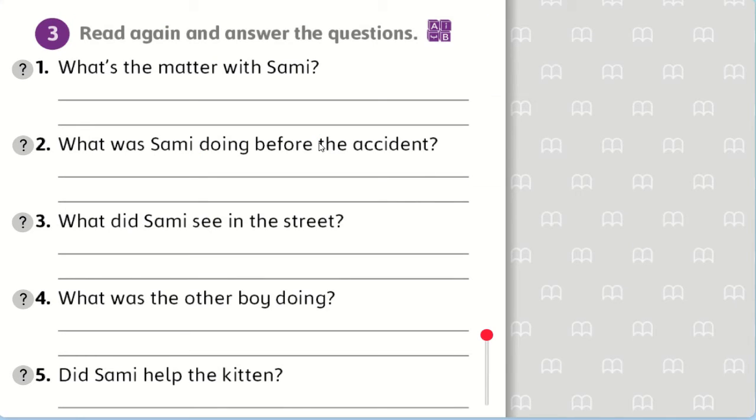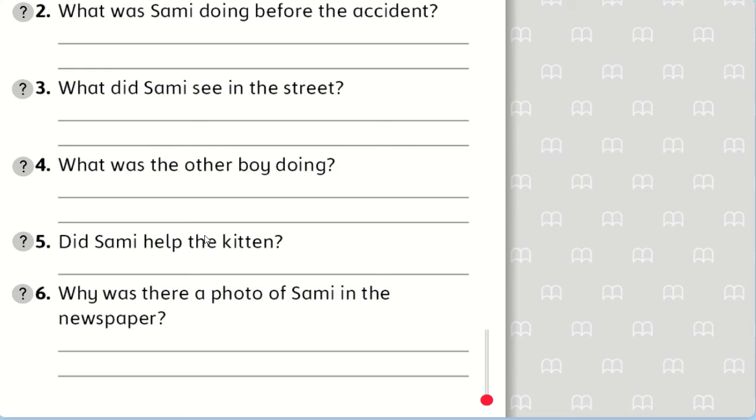What is the matter with Sammy? What was Sammy doing before the accident? What did Sammy see in the street? What was the other boy doing? And why was there a photo of Sammy in the newspaper? If you notice, all the questions are talking about past events. What did he do? What happened?